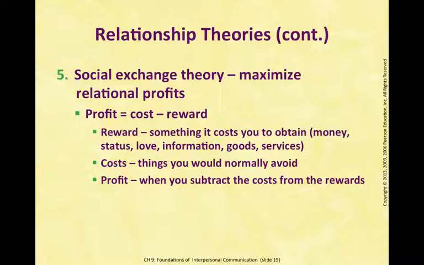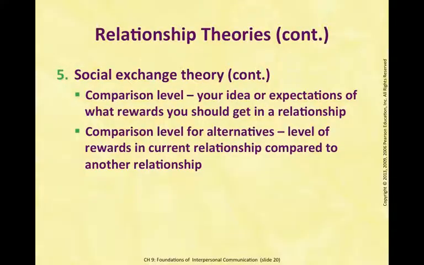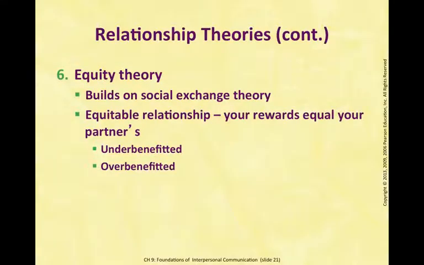Next is equity theory, and equity theory goes one step further than social exchange. This is where students sometimes get confused. Equity theory basically builds on social exchange, but what it says is, if I feel my relationship has a profit of 6, that means I have 10 rewards, 4 costs. 10 minus 4 is 6. So my relationship is 6. But what if you felt like your relationship had 6 costs, but only 2 rewards? 2 minus 6 is a negative 4. And that's not a relationship that is profitable.